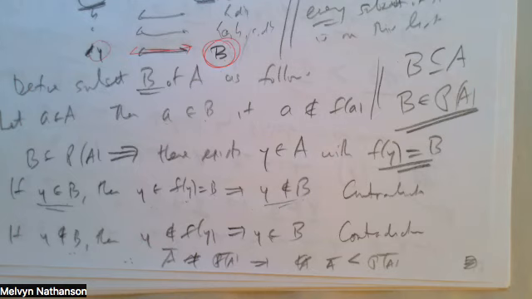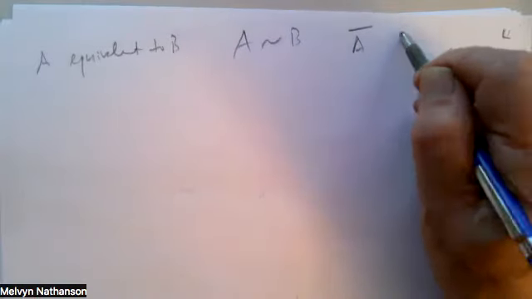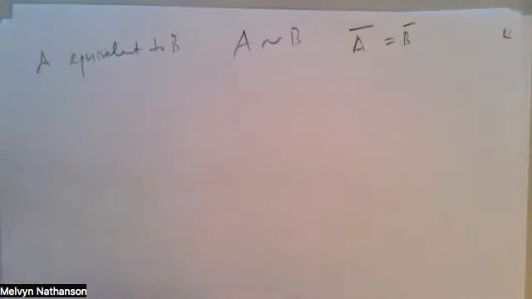What symbol do you use for equivalent? A equivalent to B, just use the squiggle, which is the same as saying that the number of elements of A is the same as the number of elements of B. So either of these can be used.